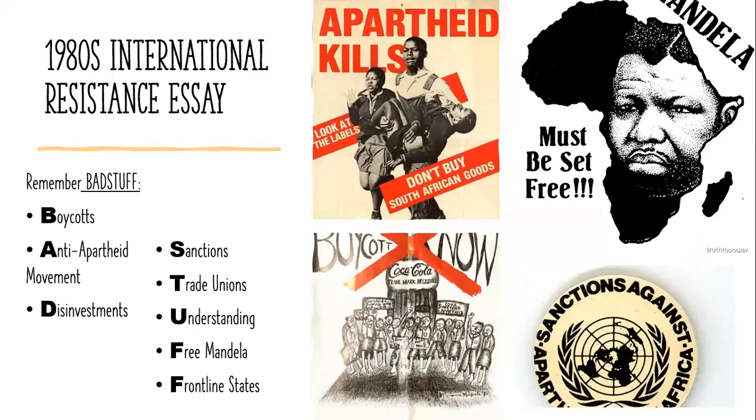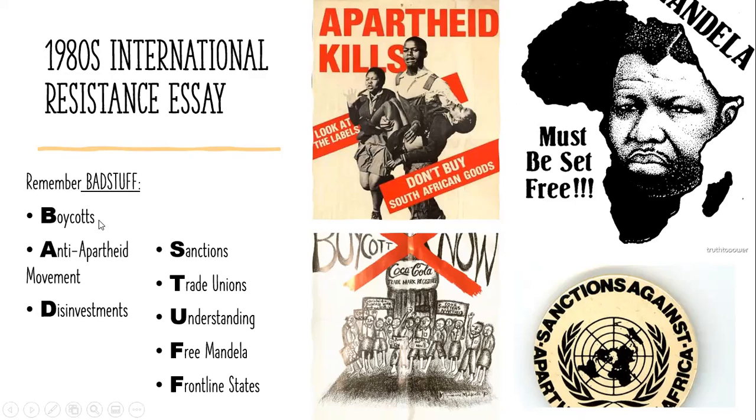The 1980s international resistance essay, I got this from Miss Dorcas from Spine Road, where all you need to do is remember the bad stuff. And the bad stuff would be the boycotts, the anti-apartheid movement, the disinvestments, sanctions, the trade unions, the understanding, the Free Mandela campaign, and the frontline states. Over here you can see some pictures that are related to this essay. If you cover all of these things, you've basically covered the essay.